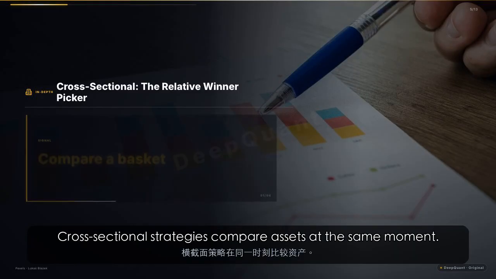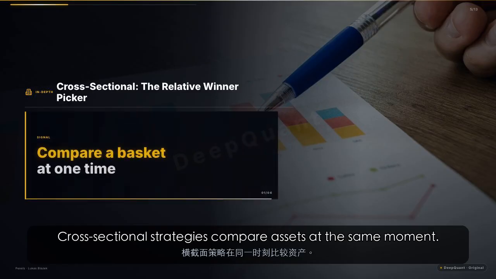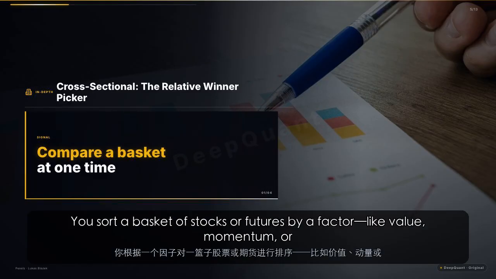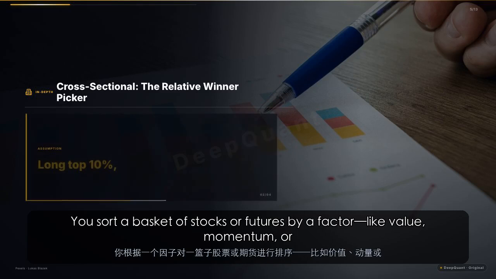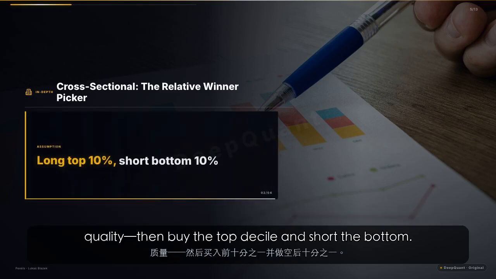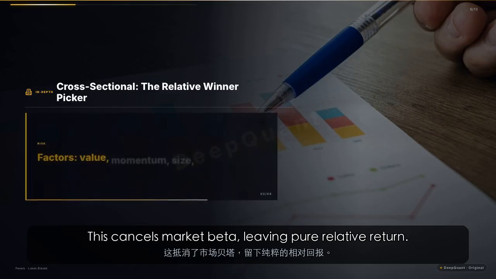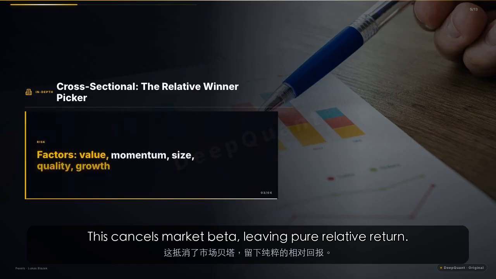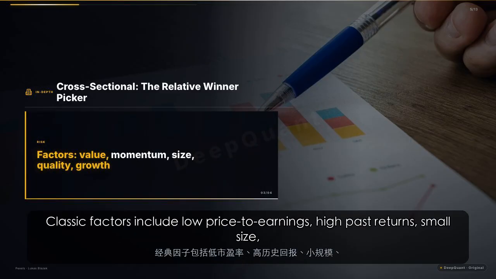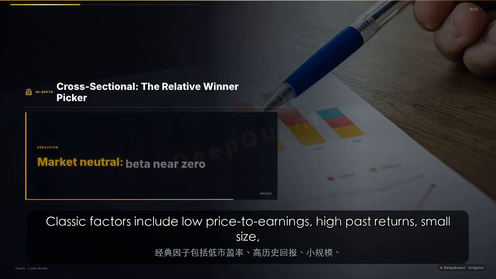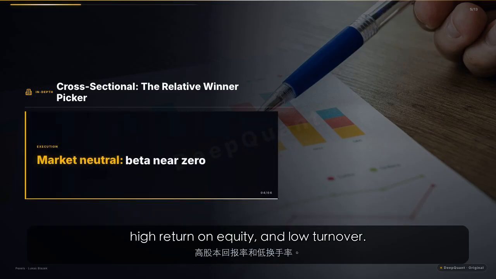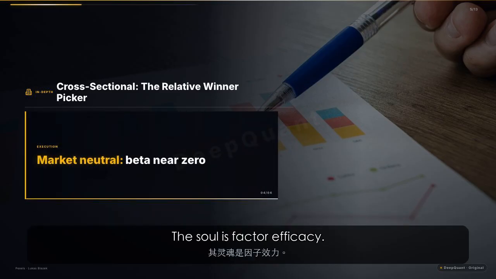Cross-sectional strategies compare assets at the same moment. You sort a basket of stocks or futures by a factor, like value, momentum, or quality, then buy the top decile and short the bottom. This cancels market beta, leaving pure relative return. Classic factors include low price to earnings, high past returns, small size, high return on equity, and low turnover. The soul is factor efficacy.